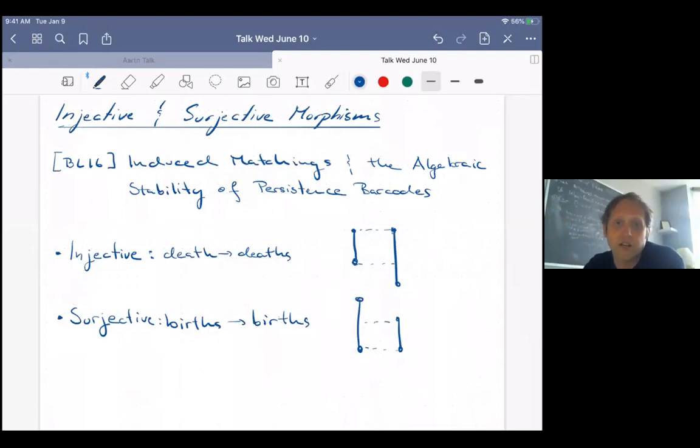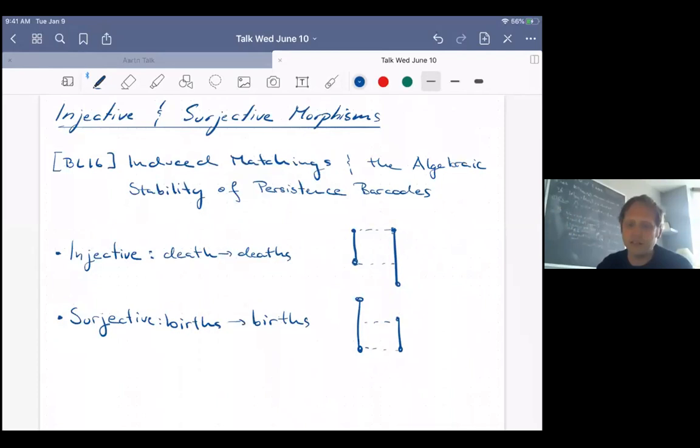And it's rather convenient when you're working with these, because you can really think of these now as set maps, mapping births to births and deaths to deaths. And it's a very useful thing to have.